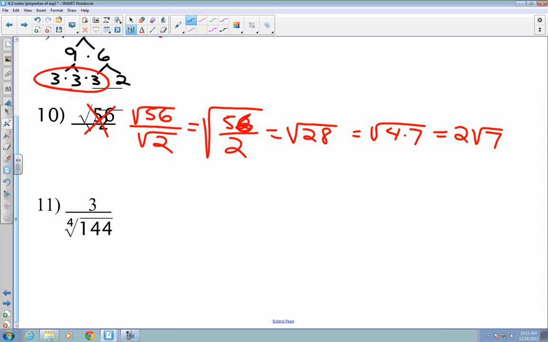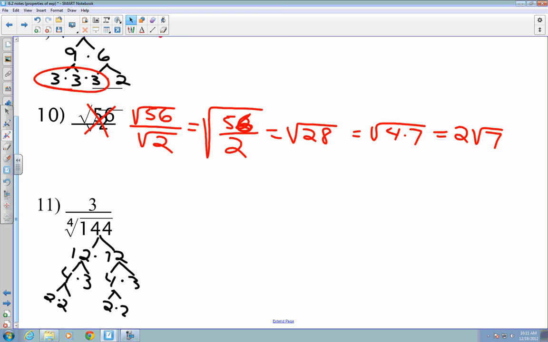Okay. Once again, we're going to look at that 4th root of 144 before we start. Well, let's see. The first thing that comes to mind is it's 12 times 12, which is 4 times 3 and 4 times 3. Okay, 4 is 2 times 2. That's a lot of numbers. It is a lot of numbers. So now, just so we keep track, I've got 4 2's and 2 3's.